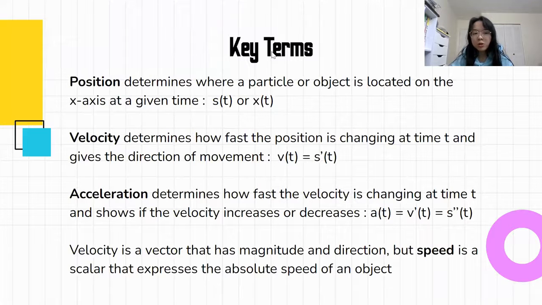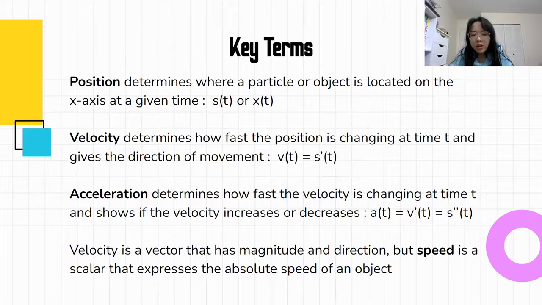Some key terms to know are position, velocity, acceleration, and speed. Position determines where a particle or object is located on the x-axis at a given time. Velocity determines how fast the position is changing at time t and gives the direction of movement. Acceleration determines how fast the velocity is changing at time t and shows if the velocity increases or decreases.